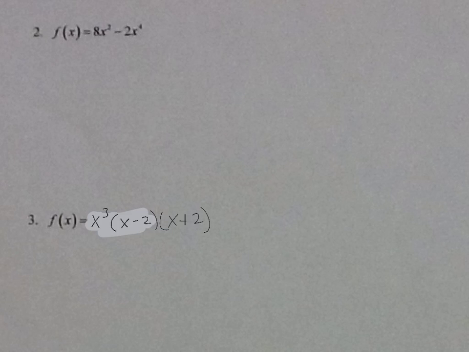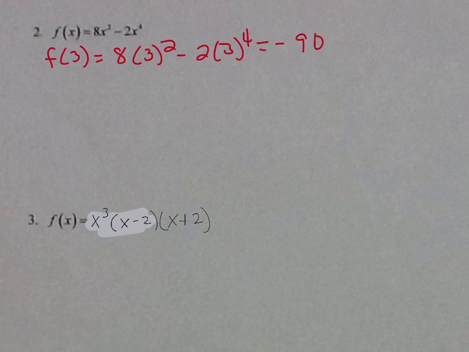Okay, so let's take a look at number 2. So I have here that f of x is equal to 8x to the second minus 2x to the fourth. All right, so we're going to start with f of, just pick any number. I'm going to pick f of 3. Okay, so f of 3 is equal to 8 times 3 squared minus 2 times 3 to the fourth. Just plug it into your calculator. You get negative 90.